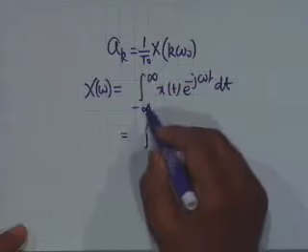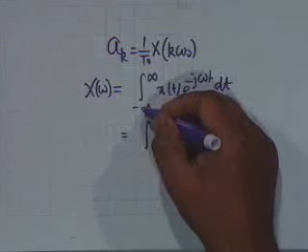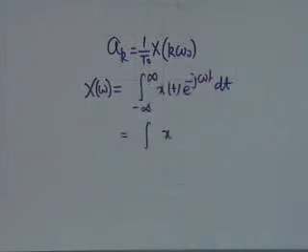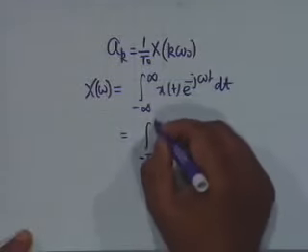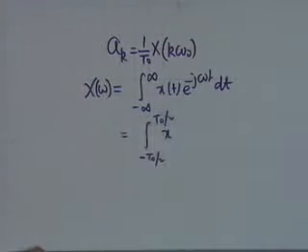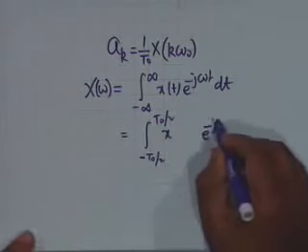from minus infinity to infinity. I know my function exists between minus T1 and plus T1. So I could replace these integrals by minus T1 and plus T1. I could also replace by minus T0 by 2 to plus T0 by 2. Isn't that right? It would not matter. Times x(t) multiplied by e to the minus j omega t dt.